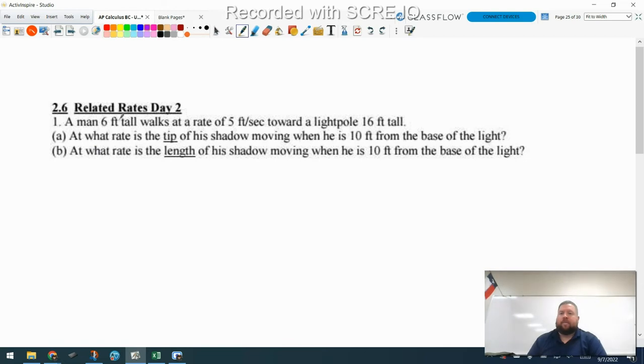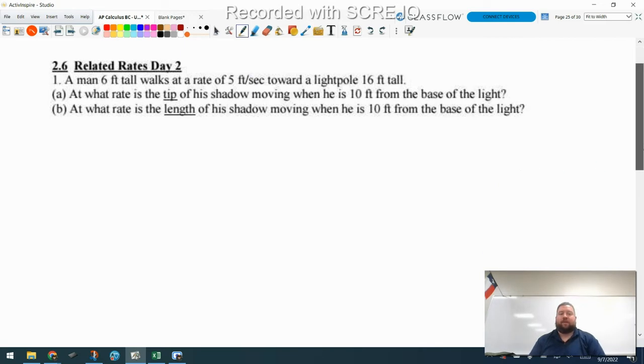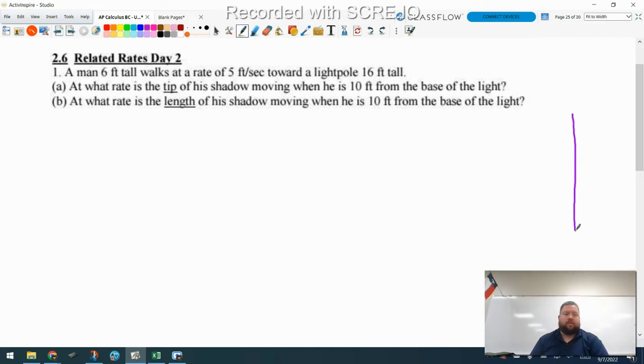All right, so we have a man 6 feet tall walking at a rate of 5 feet per second toward a light pole that is 16 feet tall. So this is going to be my light pole. Light pole is 16 feet tall. Then we're going to have our man, who is 6 feet tall.